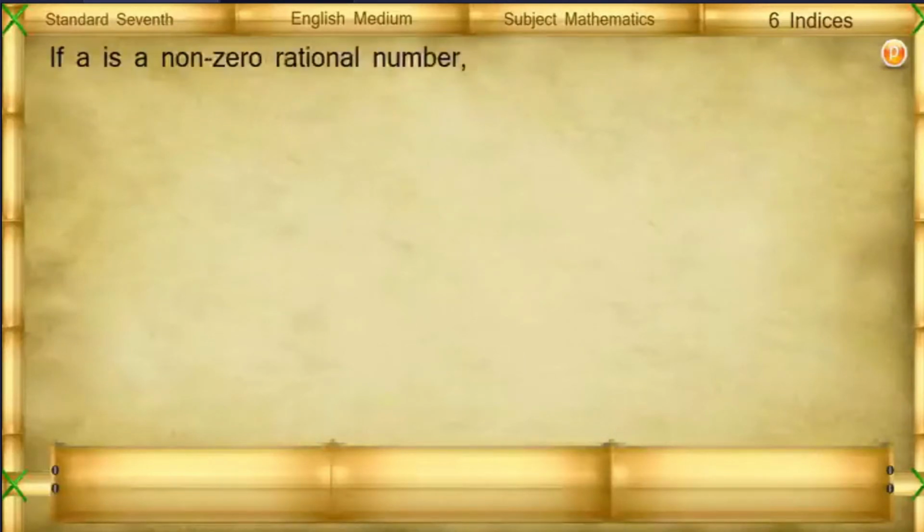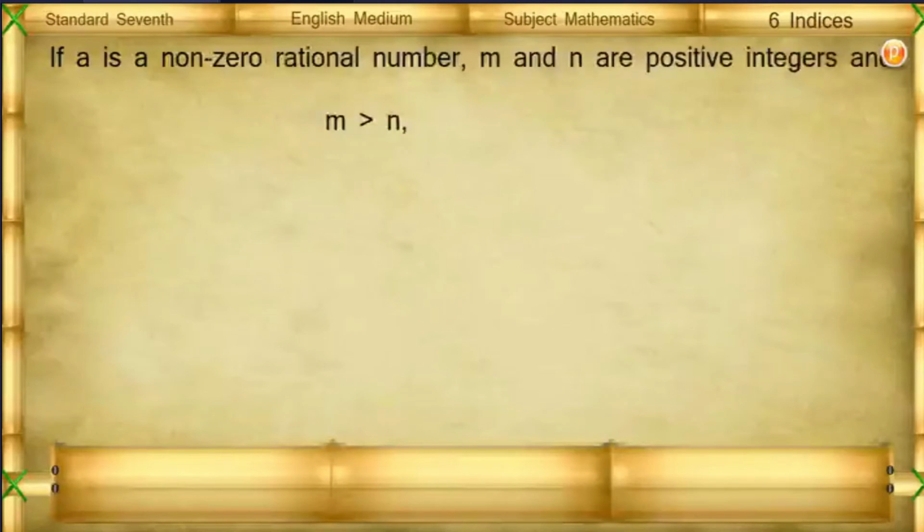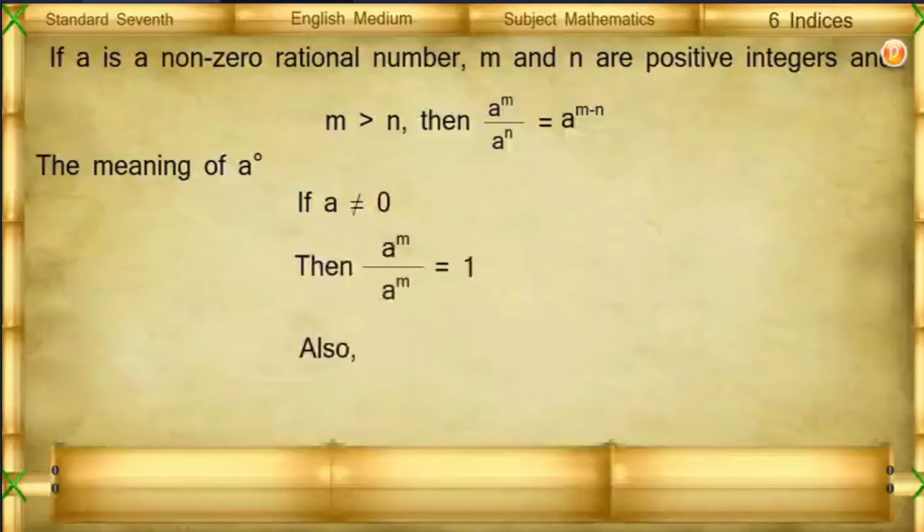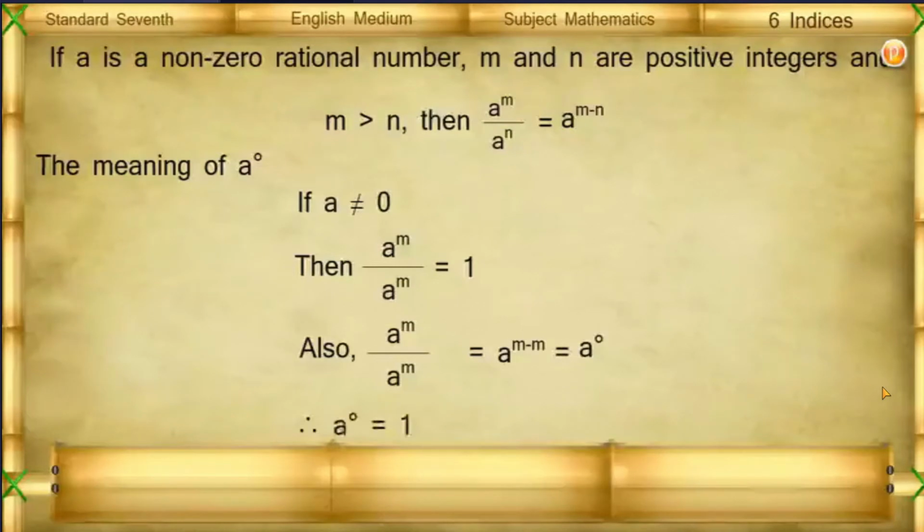If a is a non-zero rational number, m and n are positive integers and m is greater than n, then a raised to m upon a raised to n is equal to a raised to m minus n. The meaning of a raised to 0. If a is not equal to 0, then a raised to m upon a raised to m is equal to 1. Also, a raised to m upon a raised to m is equal to a raised to m minus m is equal to a raised to 0. Therefore, a raised to 0 is equal to 1.